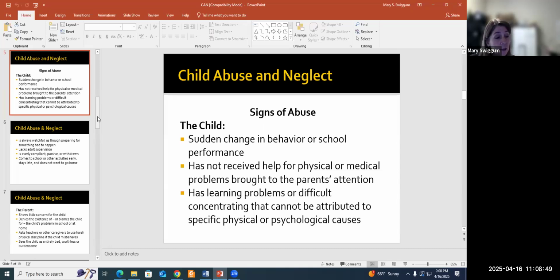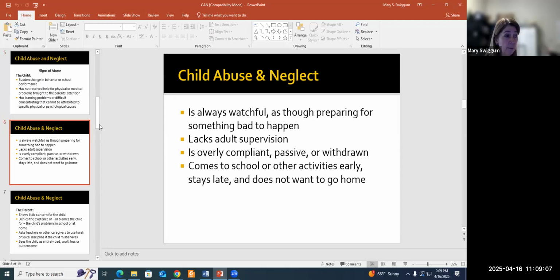The child may have learning problems or difficulty concentrating that cannot be attributed to specific physical or psychological causes. Child abuse is an adverse childhood experience. It can affect the neurobiology of the child, and it can result in learning problems and attention problems.